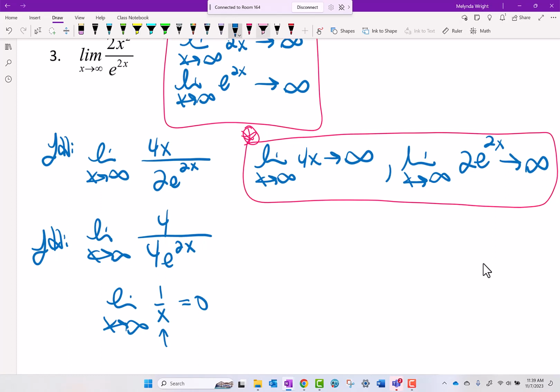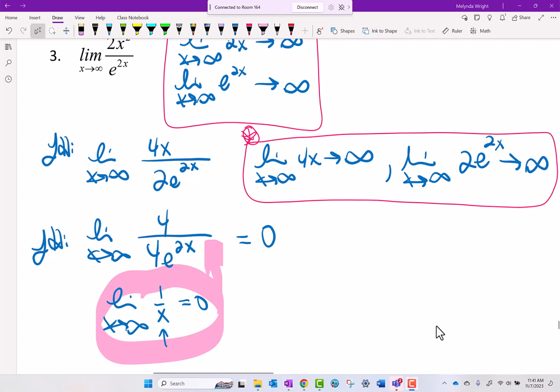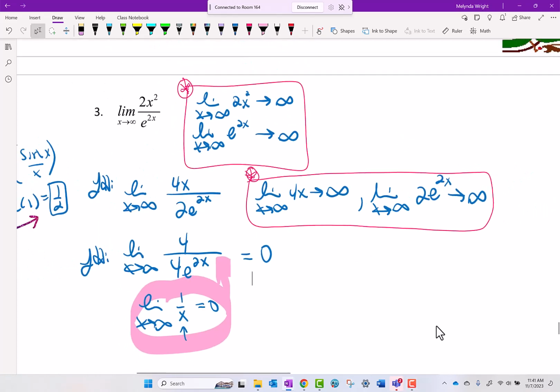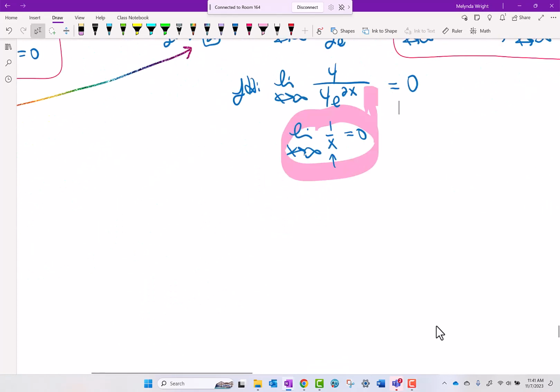This is the same concept as this, that the denominator, or bottom, is going to get bigger and bigger, and the numerator stays stationary. So this is going to also go to 0. Okay, that goes to 0. There we go. All right, so we have one more problem to do.